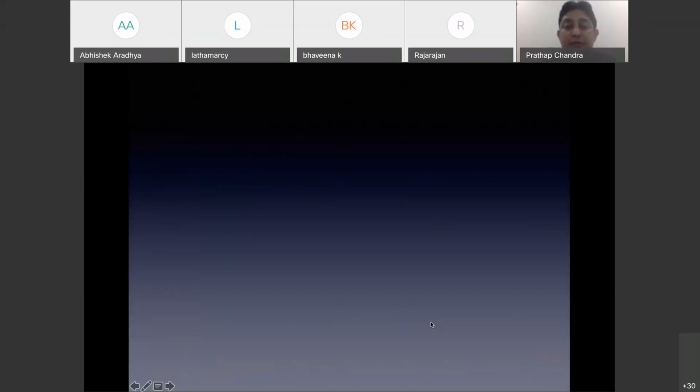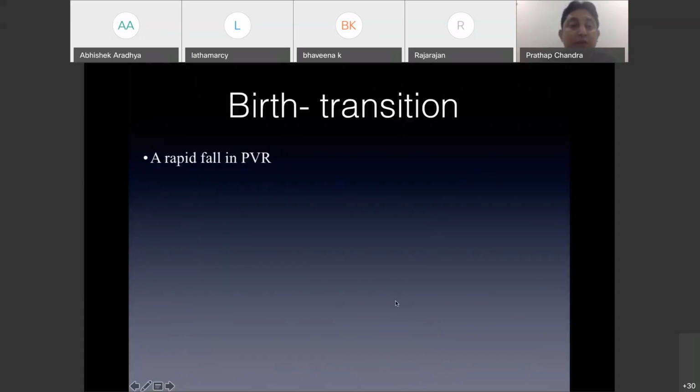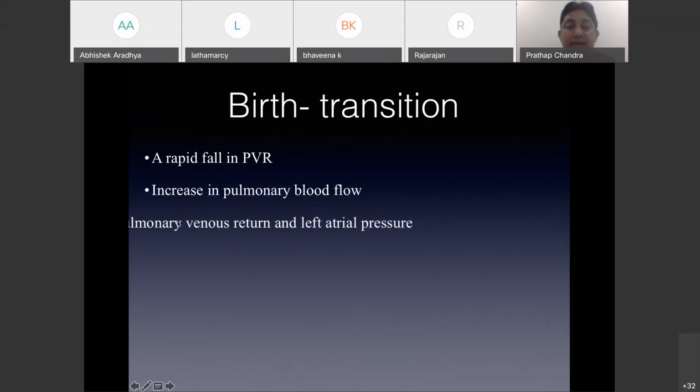Then you look at the transition. First of all, you need a rapid fall in the pulmonary vascular resistance, followed by increase in the pulmonary blood flow. We all saw that. And enhancing the pulmonary venous return. When the blood flow is more, venous return is also more. When the venous return is more, what happens? Your left atrial pressure goes up.